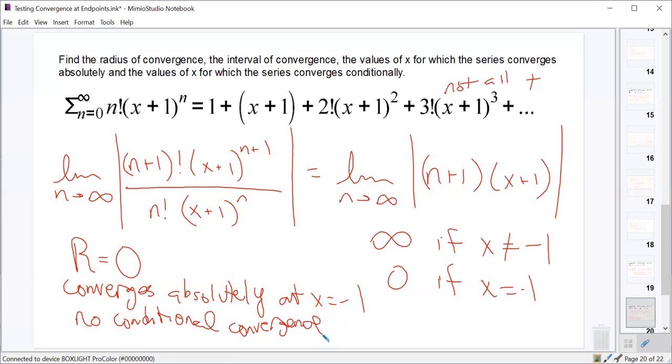Zoom questions or no? This might be a dumb one, but could you explain how R is 0? Yeah, that's just the definition of the radius of convergence. If it converges at one specific value, then there's no interval. So we say the radius of convergence is just 0. It's just at that singular value of -1. Oh, yeah, never mind. That makes sense. Sorry. That's fine. No need.